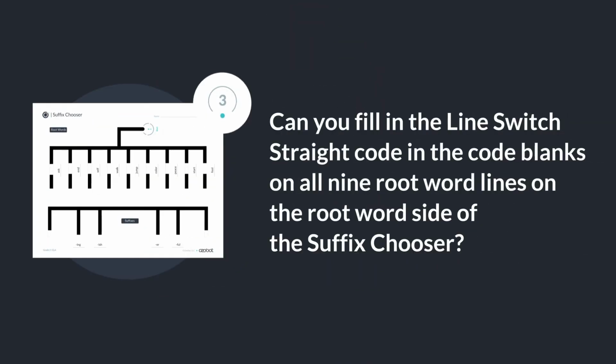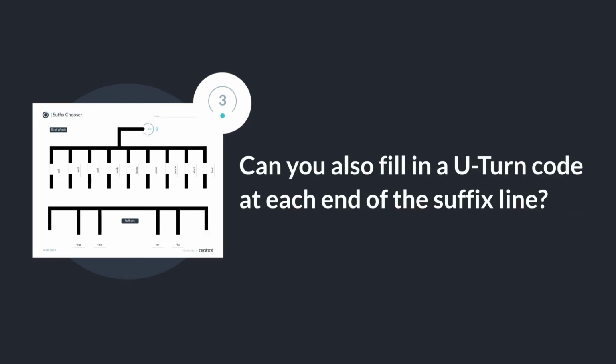Can you fill in the line switch straight code in the code blanks on all 9 root word lines on the root word side of the suffix chooser? Can you also fill in a U-turn code at each end of the suffix line?